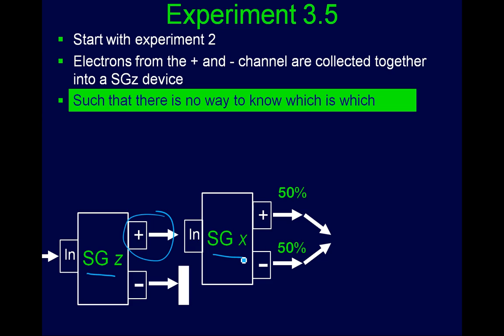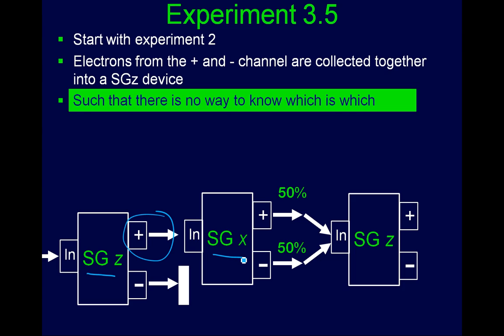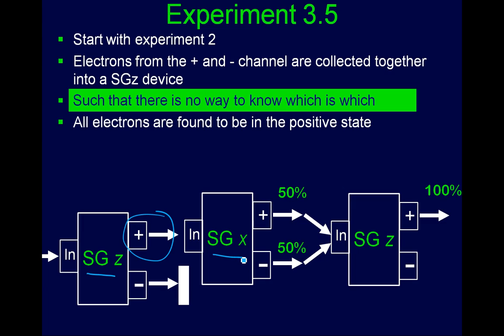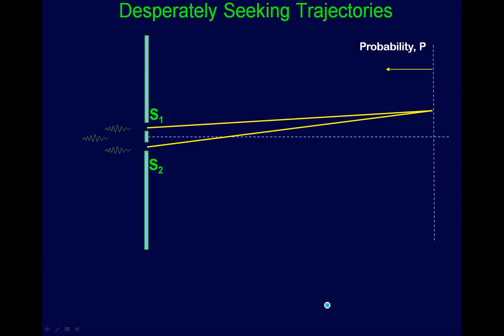such that there is no way to know which is which, or another way to say it, there's no way to know which particle took the top path or the bottom path. Now that's very difficult to do, but you can do it. And if you do this and combine these two paths, you find all electrons are in the positive state. So it's effectively as if the SGX device is not here at all, or even more importantly, as if there was no measurement of the SGX. Of course, we know that if you measure the X component of spin, you screw up the results for the Z direction. So let's talk about this by looking back at the two-slit experiment.